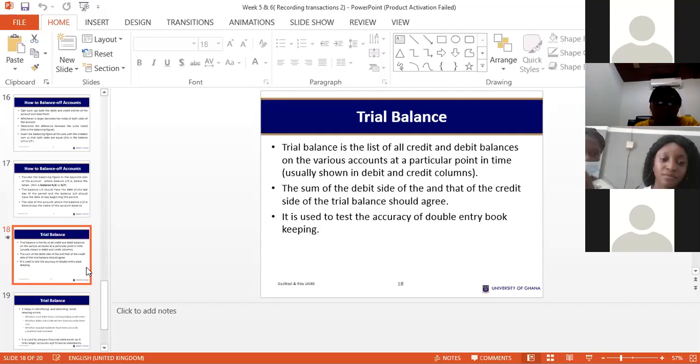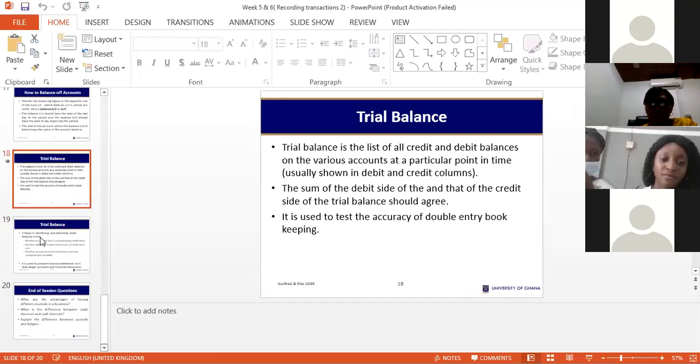So the trial balance is used to test the accuracy of the double entry bookkeeping that you have done within the ledgers. So anytime you construct a trial balance, and it's just a list based on your personal, impersonal, and your nominal balances over the period, you just put all of them together. Those that have debit balances, you write all debit. Those that have credit, you put them. And you cast. When you cast, it must agree. Immediately it doesn't agree, you know that there is an error. Okay, and so you may have to go back to look for it. And that is the most annoying aspect of it.